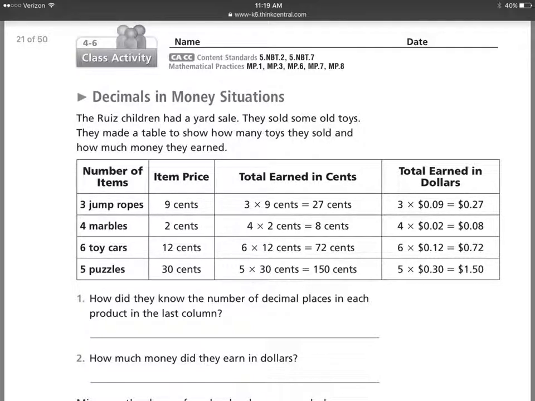So I'd like you to look at the third column over here. Notice the total amounts for each product that they sold, and here is where you will need to total all of those amounts to find out how much money they earned in dollars. These decimals are already lined up for you, so you can pause the video and do that now.